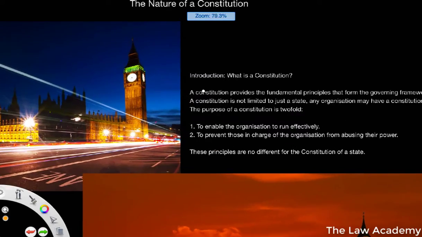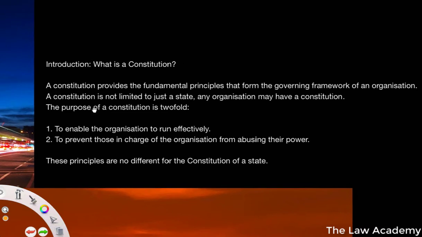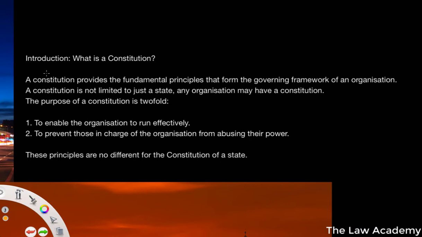So as an introduction, we're going to talk about what is a constitution. A constitution fundamentally provides the principles that form the governing framework of an organisation. Notice here that this is a very broad definition of a constitution. We're not talking specifically about a state, about a country. Any organisation can have a constitution. So an organisation, like various things like companies, societies, all these kinds of things, have constitutions or can have a constitution.